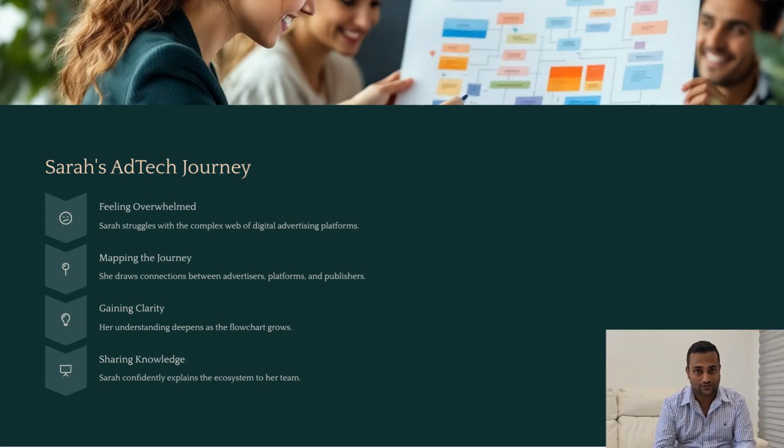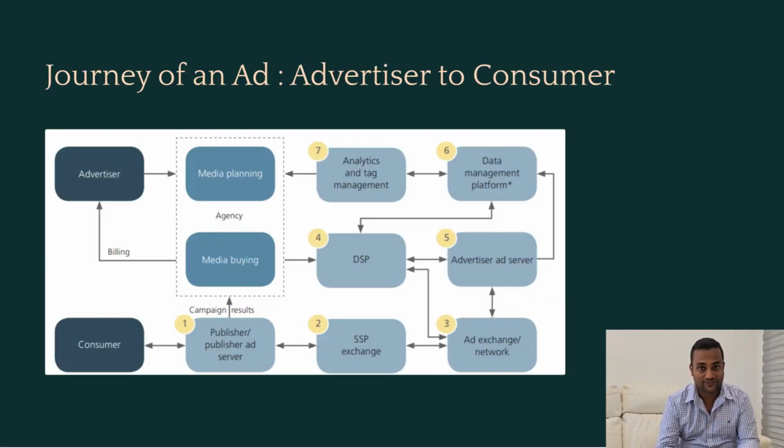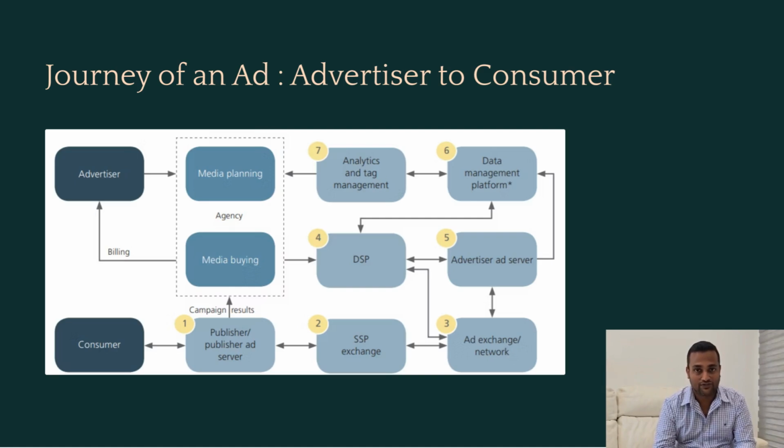As she begins to draw, connecting advertisers to publishers through various intermediaries, the complexity starts to unfold before her eyes. She draws a line from her company, the advertiser, to a demand-side platform, then to an ad exchange. From there, she connects to a supply-side platform, and finally to a publisher's website. With each connection, Sarah adds notes about the role of each component. As her flowchart grows, Sarah's understanding deepens.